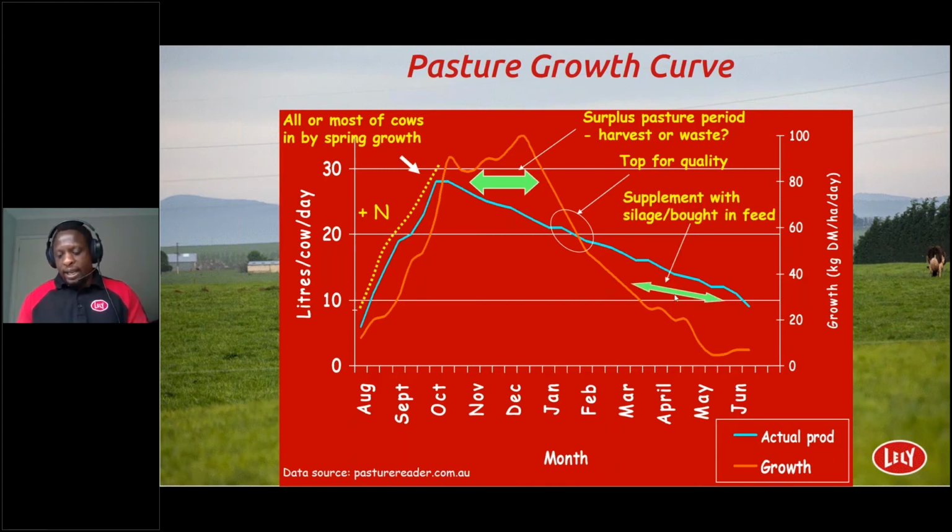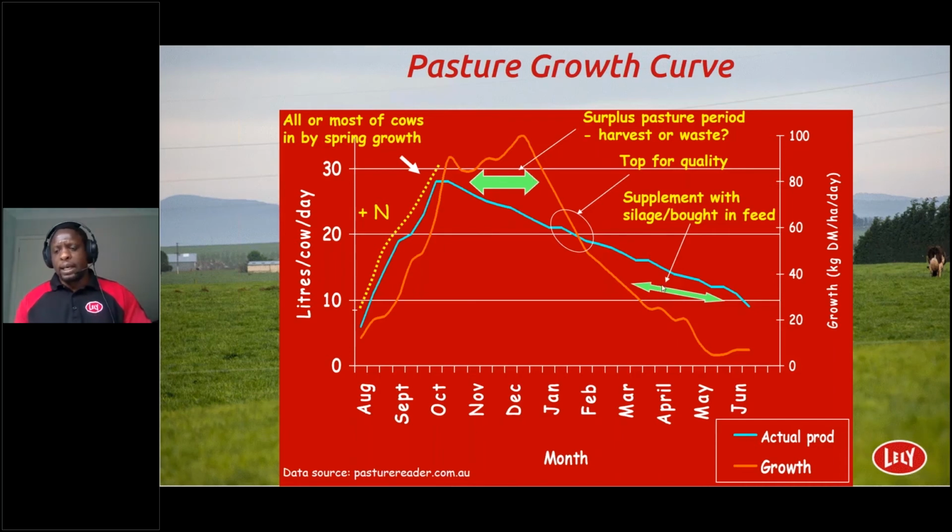It is advisable to top for quality at this point. And whenever a feed gap is identified, for example, this point here on my graph, where your feed demand is above the feed supply, this feed gap needs to be filled with high quality forage. And this is an example where you feed the conserved forage you have harvested during spring.